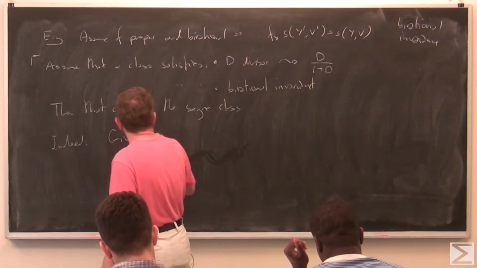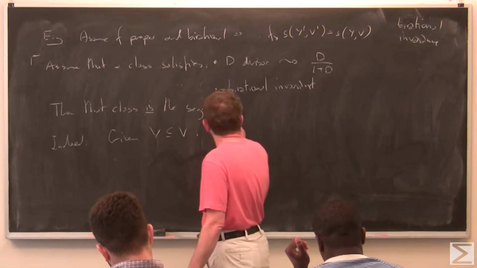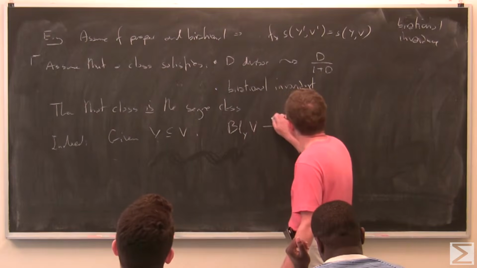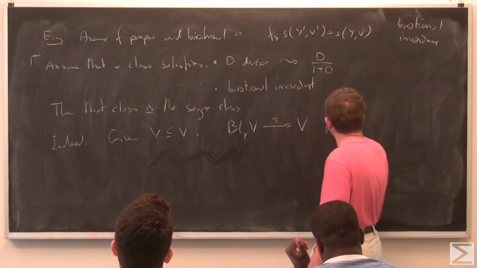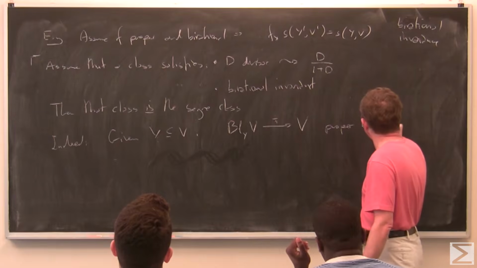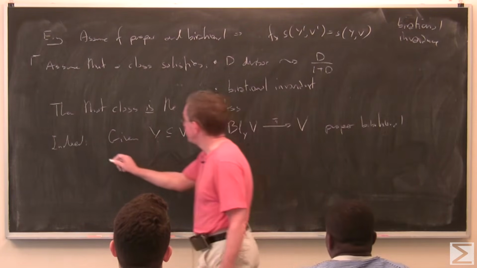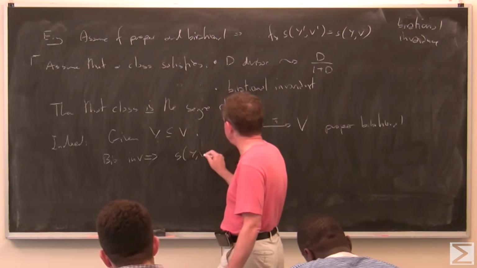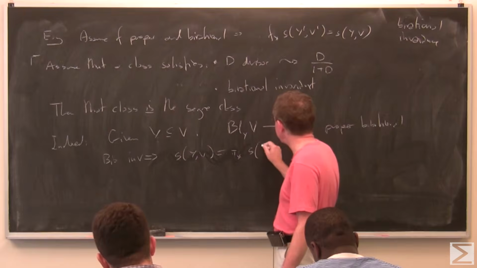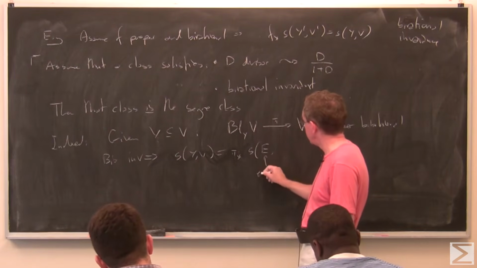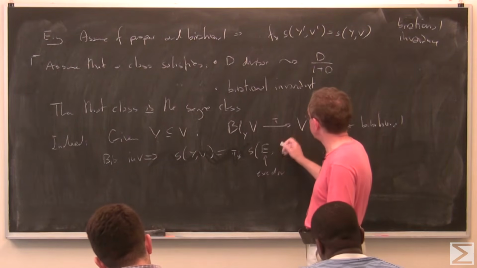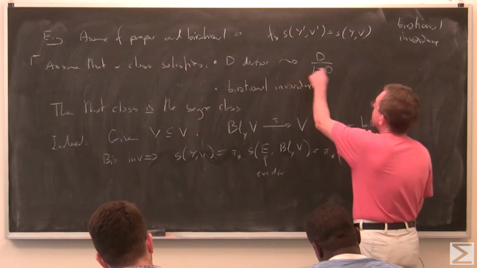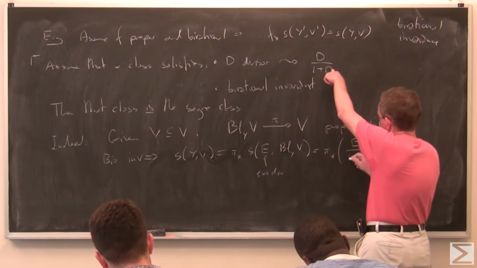Given y inside V, the blow-up pi of V along y is a proper birational map. So by birational invariance, you get the Segre class of y in V must equal pi lower star of the Segre class of the exceptional divisor in the blow-up. And the other property tells you that for an exceptional divisor, that's what you get.